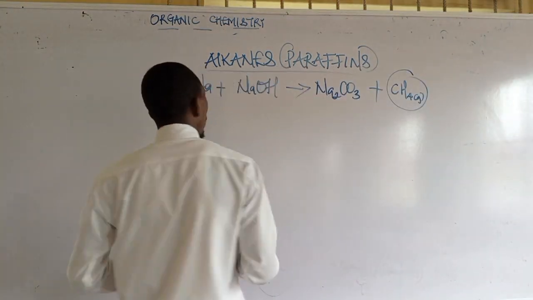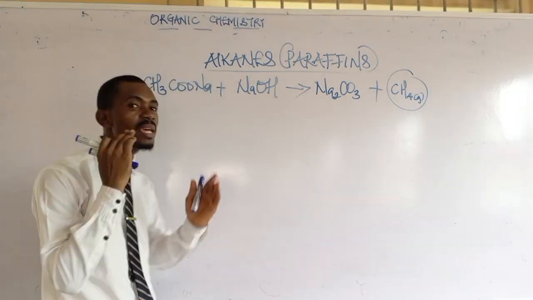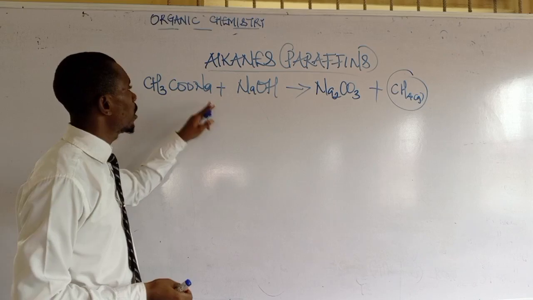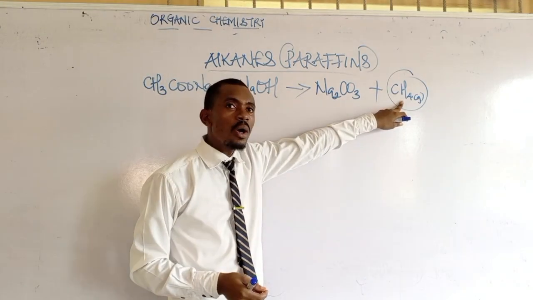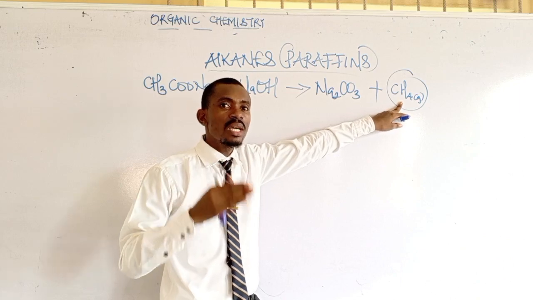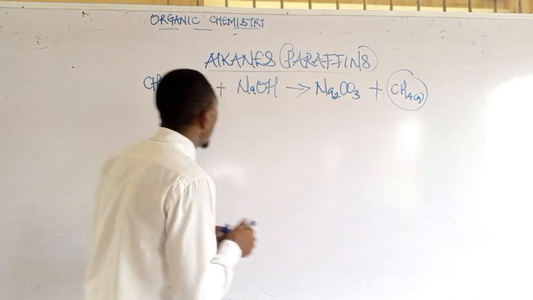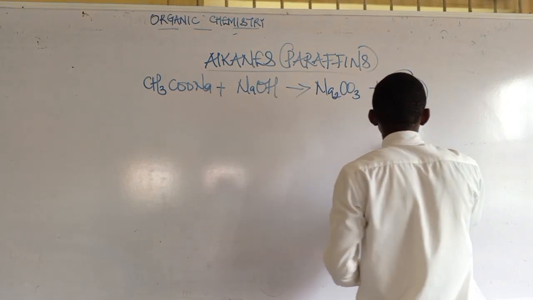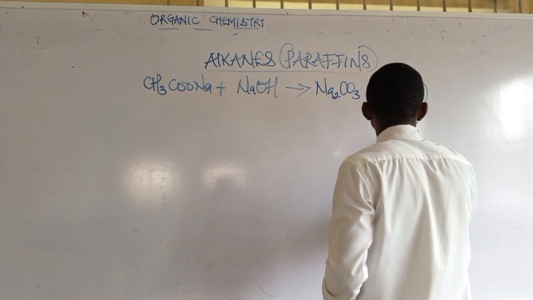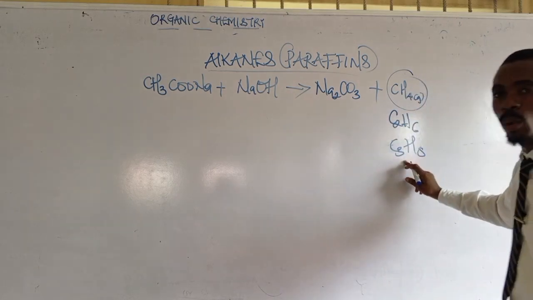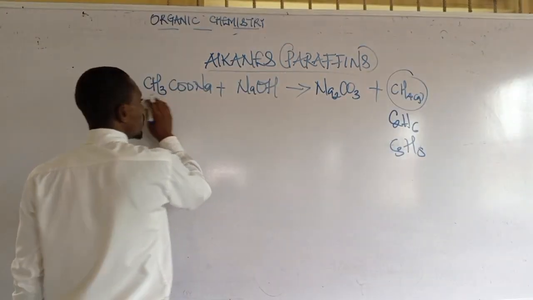Now remember we said all particular series have the same general method of preparation. So the way I prepared methane is also how every other member of the alkane series is going to be prepared. So we have to prepare C2H6, C3H8, that is ethane, propane. It's just to increase in factor here.